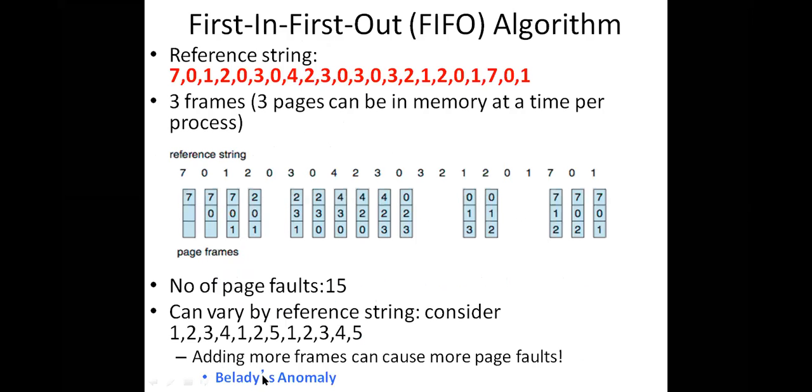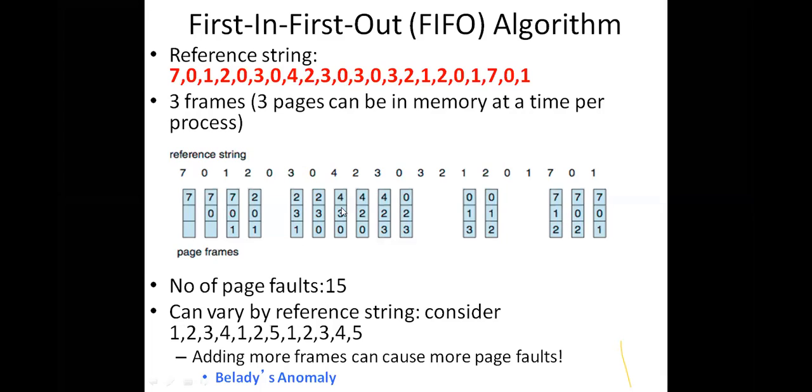So the last one, Belady's anomaly. Belady's anomaly means, here we have 3 free frames, right? In this example, for each process, we are assigning 3 free frames. If you are increasing free frames to 4 frames... if we are giving only 3 frames for a process, the number of page faults is 15. Count 1, 2, 3, 4, 5, 6, 7, 8, 9, 10, 11, 12, 13, 14, 15. So 15 page faults are there.